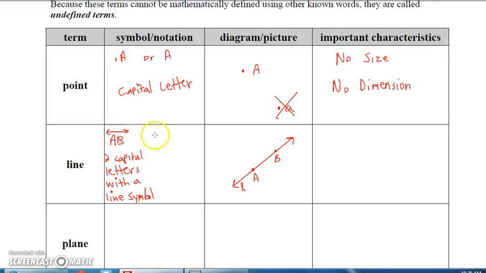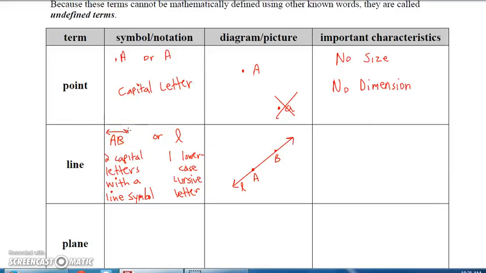Or we could just use one lowercase cursive letter. It's important that if you're using the cursive, you make it lowercase. You'll see why in a little bit. So this line here, I could call it line AB, or I could call it line L. We'll talk a little bit later about also how the order of the points doesn't matter. So I could also call this line BA, and I would use this symbol above it.